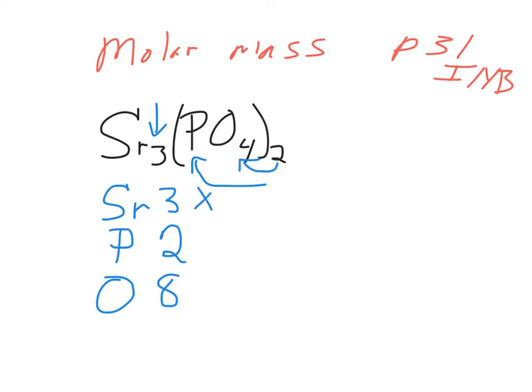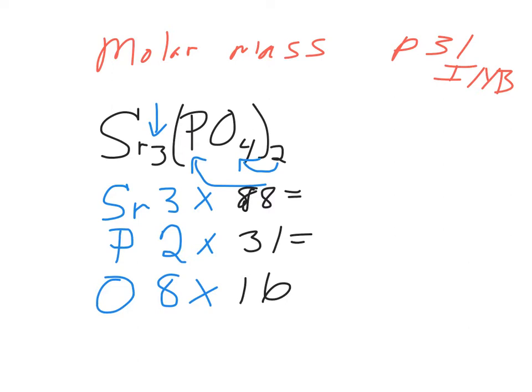Now, once you know how many atoms you have of each thing, you're going to get the weight off of your periodic table. So strontium weighs how much? Look at your periodic table. Okay, so let's round that off. 88. 88, very good. Okay, now phosphorus weighs how much? 31. Okay. Oxygen weighs how much? Go ahead and round it off. 16. So now you're going to get your calculator and you're going to multiply 3 times 88.